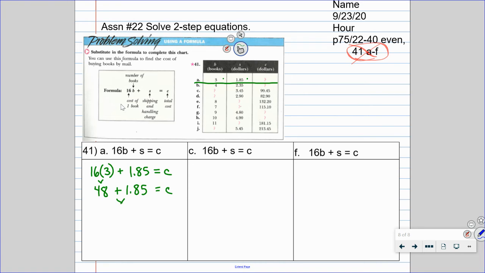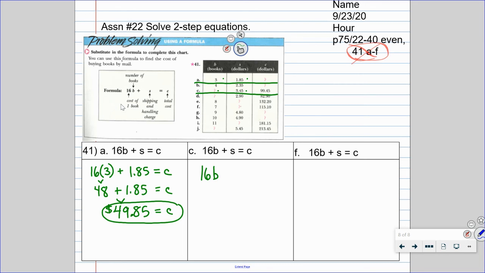And notice here, folks, all of the computation is on one side. So there's really no inverse operations to do. We did not have to get rid of any terms. The final cost will be $49.85.